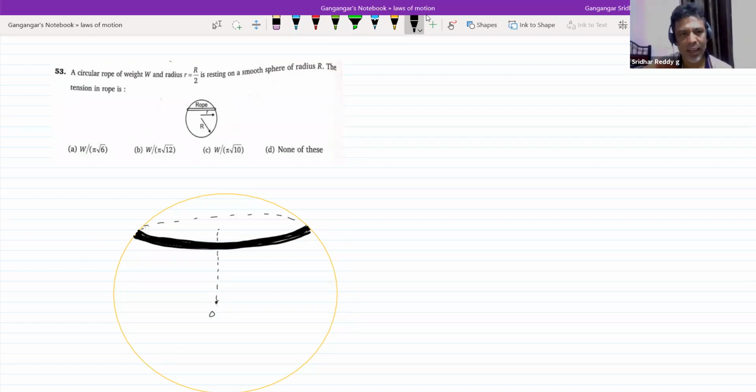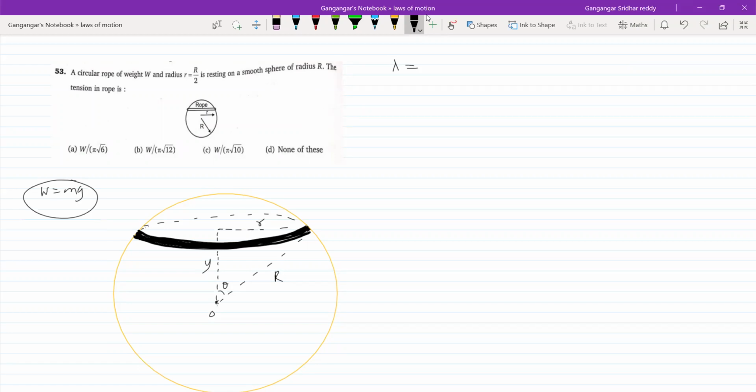So this is R. The radius of the rope is R by 2. So what is smaller? Smaller equals R by 2. So this distance will be capital R. Let's take this distance as Y. Keep theta. Now we'll define lambda. Some mathematics will take care of this. Let M be the mass. W is what is called mg. You can take W.